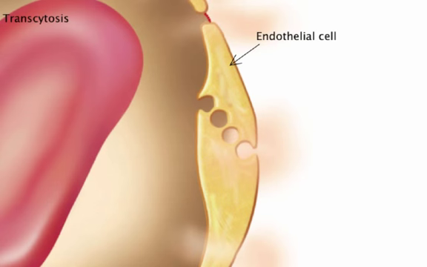Transcytosis means to move across a cell. Via pinocytosis or endocytosis, the endothelial cells pick up a material on one side of the plasma membrane, transport the vesicle across the cell, and then expel the material from the cell onto the other side via exocytosis. This is not a common mechanism of transport, but it works for fatty acids, albumin, and some hormones like insulin.